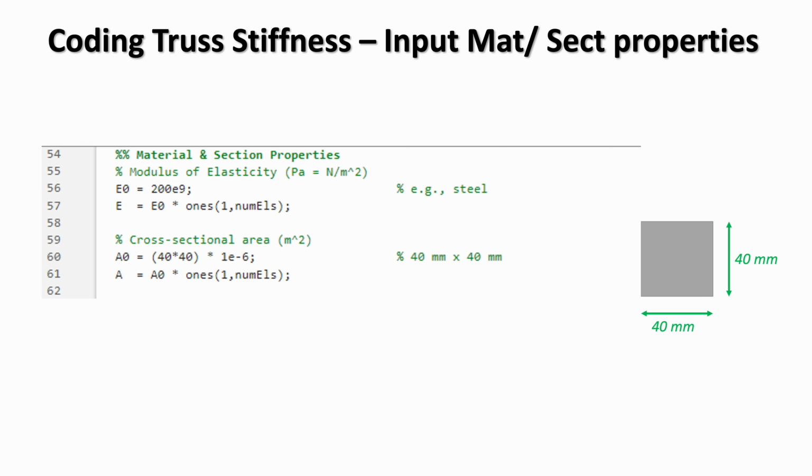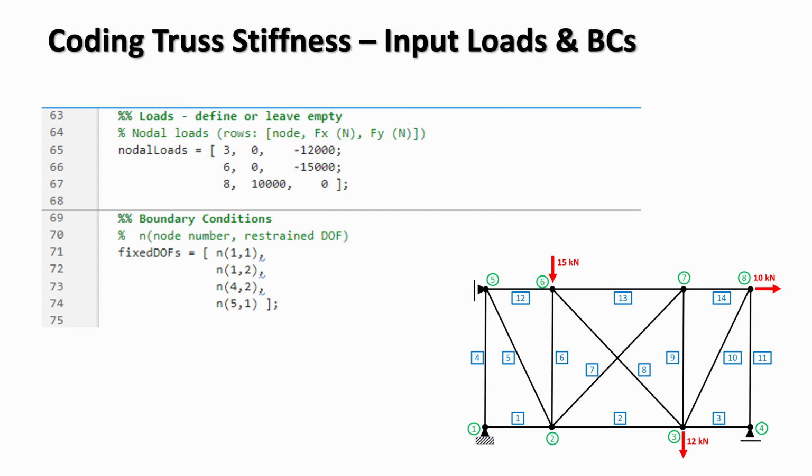In this example, we've assumed that all truss members have the same material and cross-section. However, this is not a limitation of the method. It is very straightforward to assign different properties to different members by defining E and A individually for each element. These inputs complete the physical description of the truss, and from here, the code can proceed to compute element geometry and stiffness. Now we can define the loads acting on the truss.